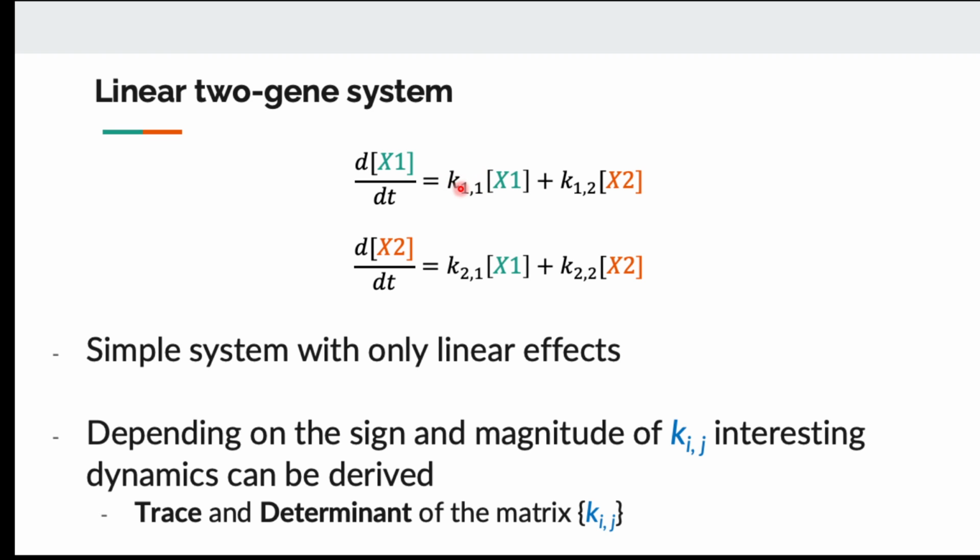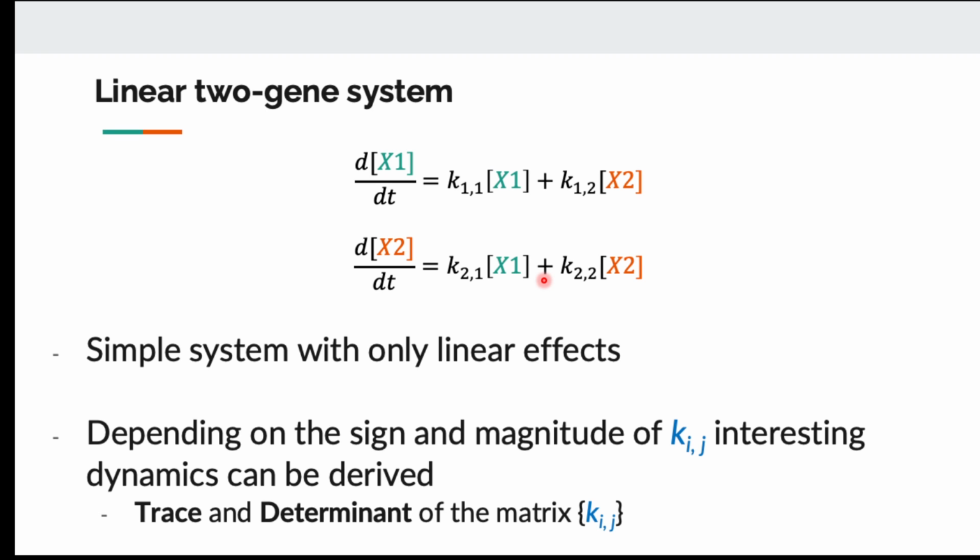You can pick 4 numbers for these different K's. This K11 is the positive or negative autoregulation of X1 onto itself. If K11 is positive, that means X1 activates itself, like a positive feedback. If K11 is negative, this means a negative feedback onto itself. And K12 and K21 are how genes X1 and X2 repress or activate each other. So you have many choices. You can pick any numbers for these 4 constants.